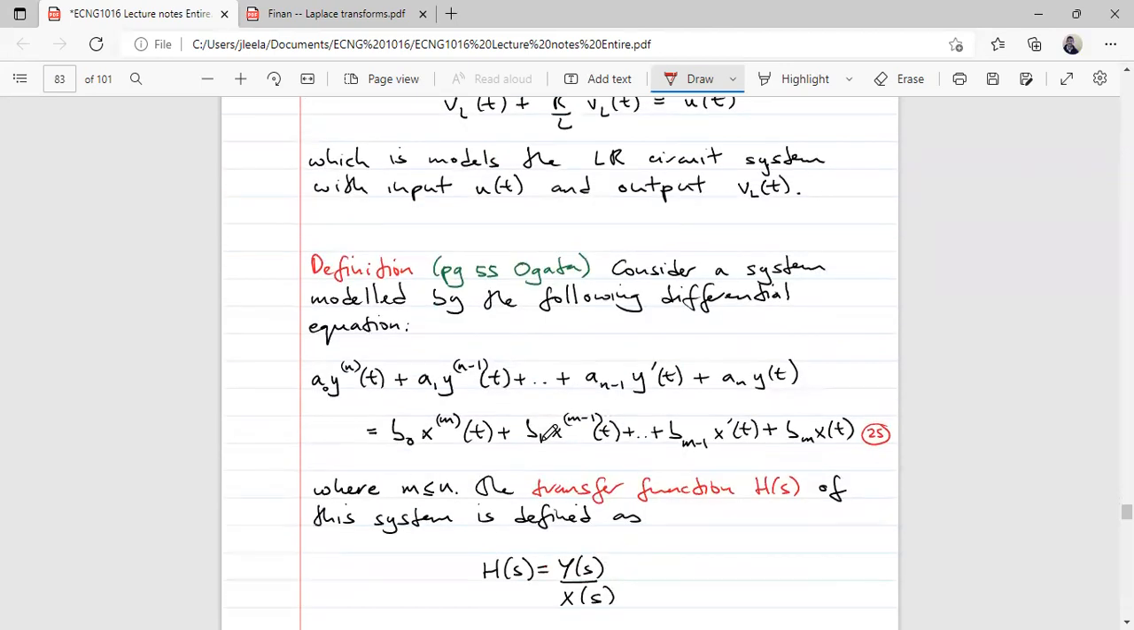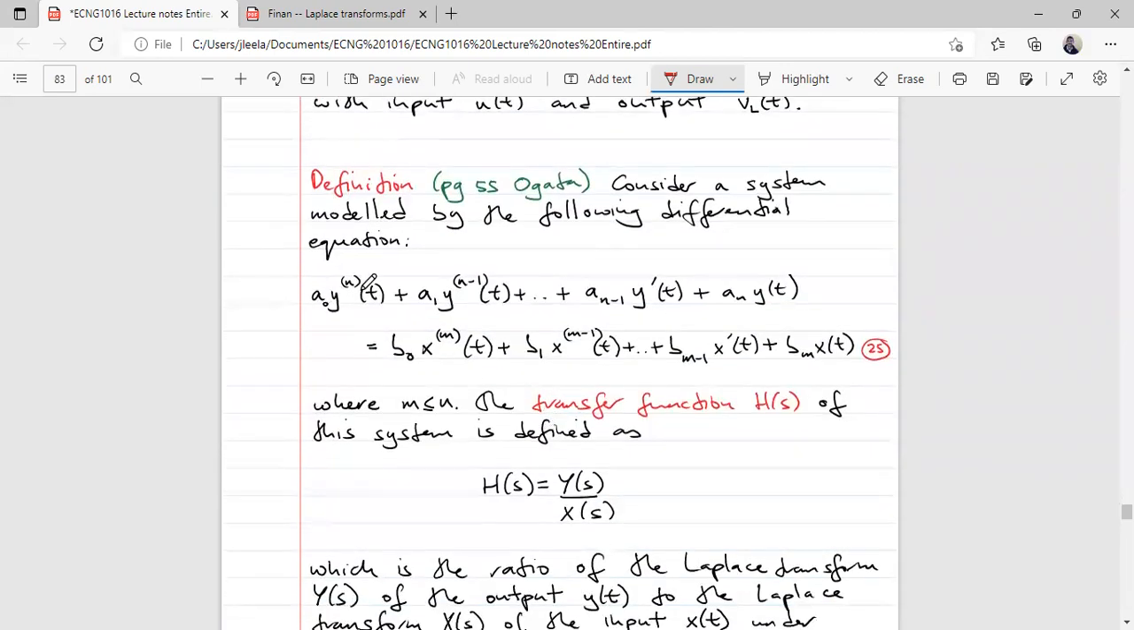Consider a system modeled by the following differential equation. You have a constant a0 times y to the nth derivative of t, plus another constant, calling it a1, times y to the n minus 1 derivative of t. So you notice your constants are going up and your derivatives are coming down. Then you end up with a_{n-1} times y to the first derivative of t.